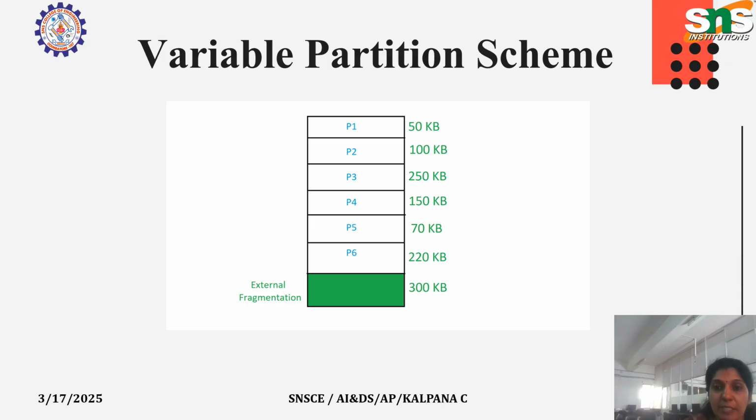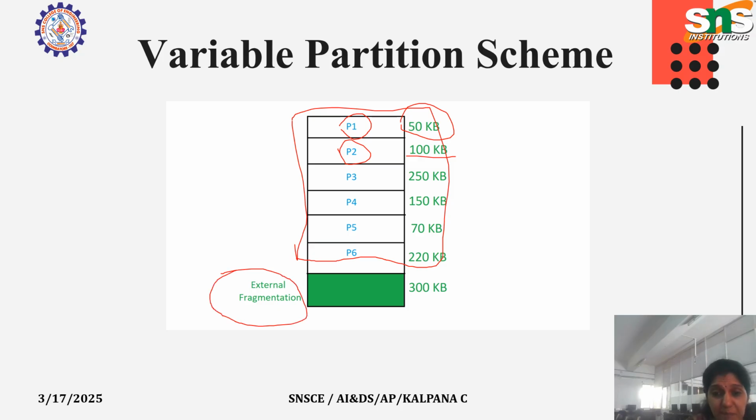So let's see the variable partition scheme. Your memory is not at all divided into partitions. It is as such. For example, P1 is requesting, it is of size 50 KB, and it is allocated. Then P2 is requesting and it is of 100 KB, and it has been allocated. Like this we can avoid internal fragmentation, whereas what happens is external fragmentation may occur. We'll see what that external fragmentation is.